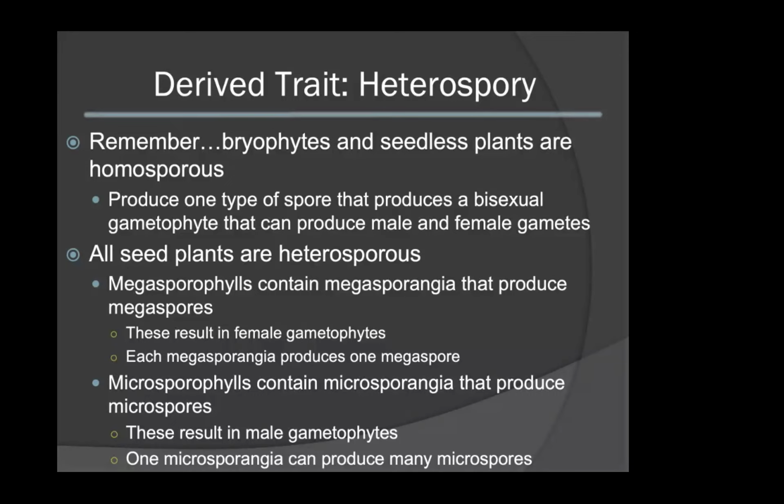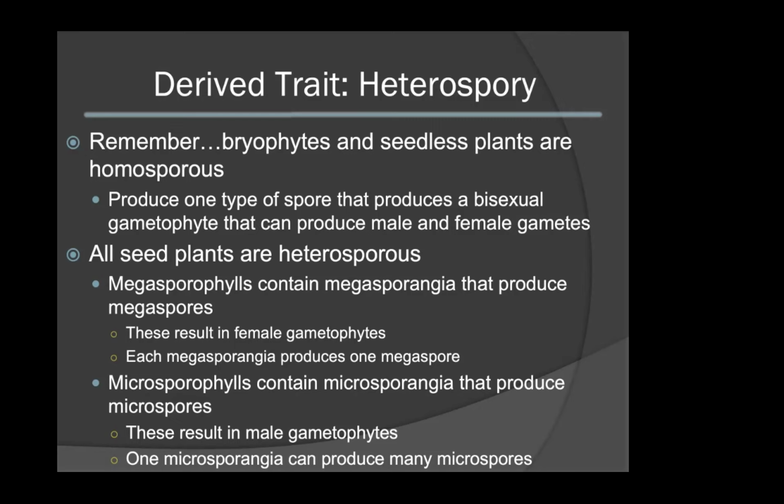We're now going to discuss the next derived trait, heterospory. If you recall from the previous lectures, bryophytes and seedless plants are considered to be homosporous. This means that they only produce one type of spore, and that spore produces a bisexual gametophyte. That bisexual gametophyte can produce both male and female gametes. However, seed plants are considered to be heterosporous.